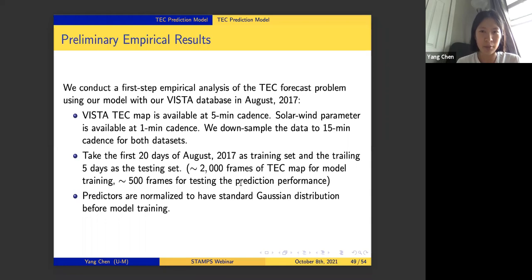So here I just want to show some of the preliminary results that we get from our prediction model. We have already used our VISTA method, the imputation method that I introduced, to construct a full database of total electron contents in the year 2017. So we have entire VISTA TEC maps available at a 5-minute time cadence, and we also have some vectored so-called solar wind parameters available at a 1-minute time cadence. We take the first 20 days of August 2017 as the training set, and the other 5 days as the testing set. So essentially we have around 2,000 frames for model training and 500 frames for testing and performance.